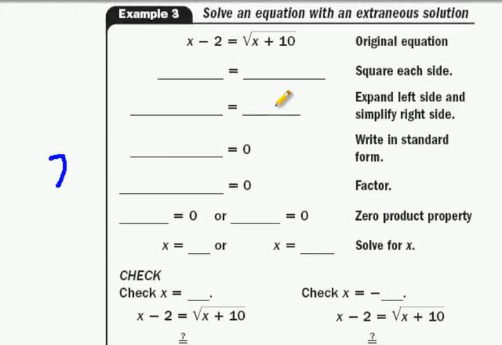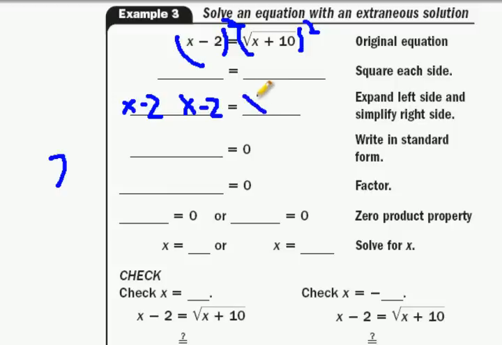There we go. So when we look at this thing, we have x minus 2 equals the square root of x plus 10. If I square both of these sides, it ends up getting real messy. It ends up being x minus 2 times x minus 2. And on the right side, I got x plus 10.